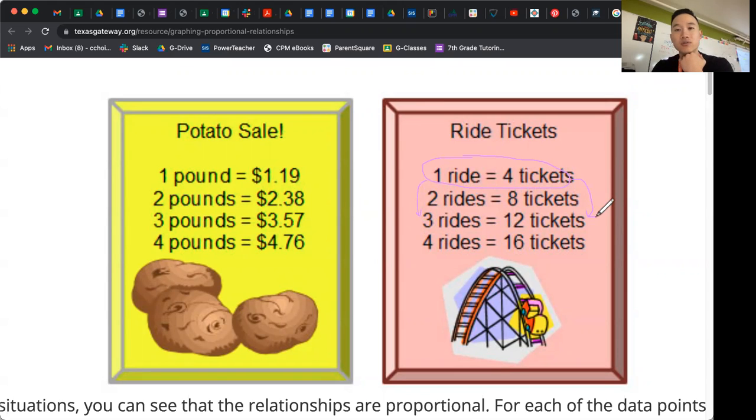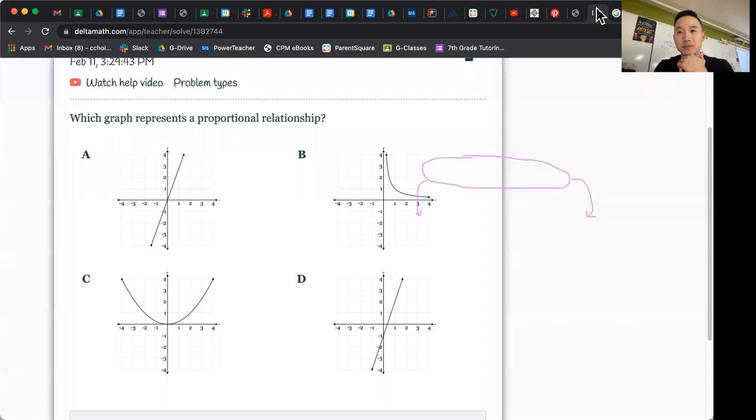But we can show proportional relationships in a few different ways. We can use words or numbers like this. We can also use tables and graphs. Okay, so I'm going to go over a few examples using Delta Math here. You can see I have a bunch of graphs, 4 different graphs. And this question is asking which graph represents a proportional relationship.